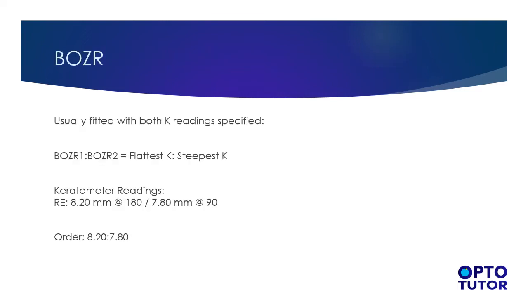Well, usually with a BOZR, it's slightly different. This time round, you need to give 2 BOZRs. So your first BOZR is going to be your flattest K reading. The second BOZR is going to be your steepest K reading. So if we've got K readings which are 8.2 and 7.8, then the steepest K is that 7.8. The flattest K is the 8.2. So you're going to order 8.2 ... 7.8.